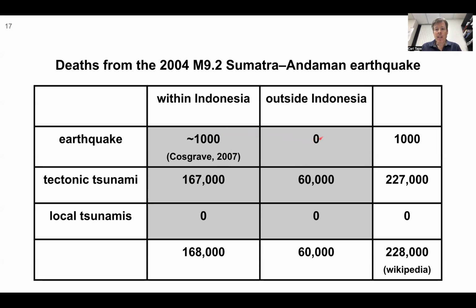Outside of Indonesia, 60,000 people died from the tsunami waves, the same ones that hit Indonesia, propagated outward, places like Sri Lanka. And so it's a staggering loss of life from this event. All told, 228,000 people died. So this is the one we'll focus on here, as the dominant source of death was the tectonic tsunami waves in the near field region hitting Indonesia, in particular Banda Aceh province.